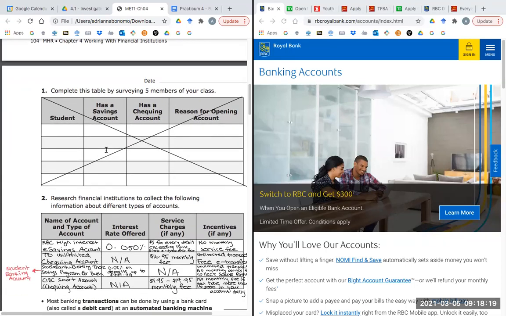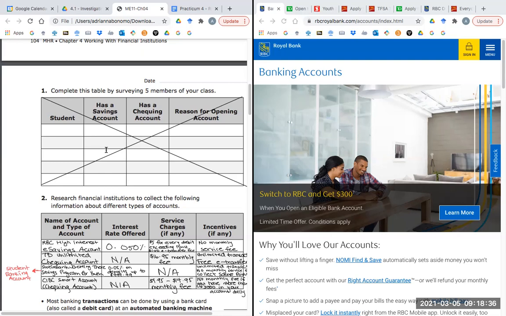I remember I got my first debit card when I think I was in grade 12, and that's because I had just started working. So I needed a place to store my money that I got from working. And that's when I first opened up a bank account, at least my own bank account.